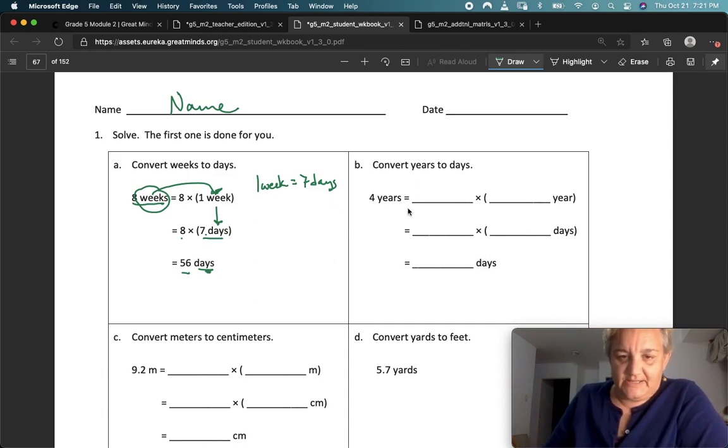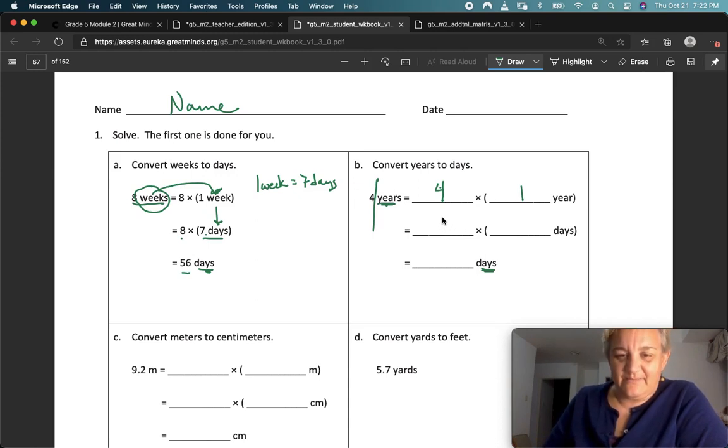Here we're changing years to days, okay? So we have 4 years times 1 year, 4 times 1 year. So what we're doing is we're separating the units. We're taking these two things and we're cutting them in half, right? 4 on one side and 1 on the other. So 4 times 1 year equals 4 years. You see how we're doing that? We're separating the unit from the number.